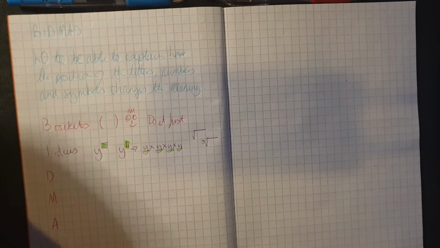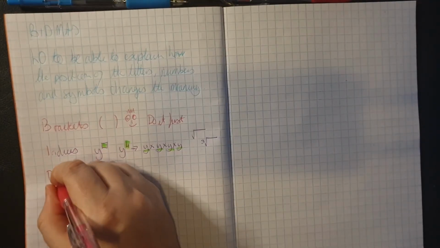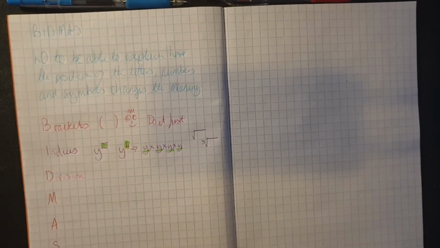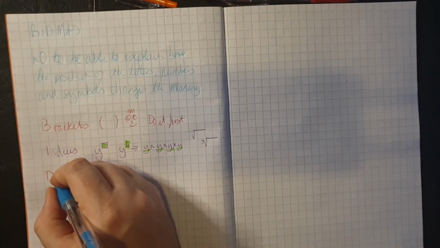D is for division. Let's see if the pink shows up. Does that show up on camera? Not at all. Dreadful choice of colour, Mrs. Patmore. Division. Let's rewrite in blue.